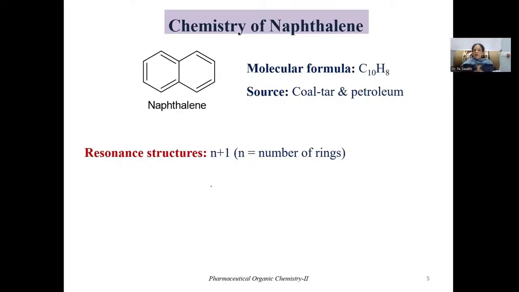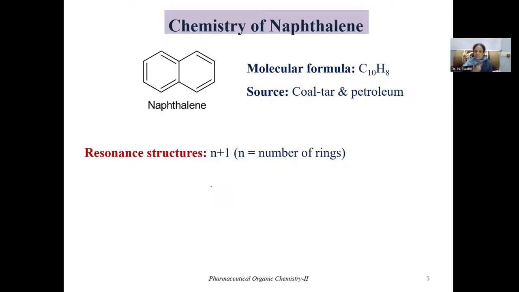Now, when it comes to polynuclear aromatic hydrocarbons, in general, the number of resonance structures depends on the number of aromatic rings present in the given molecule. Each polynuclear aromatic hydrocarbon consists of n plus 1 resonance structures. So here n is nothing but the number of rings.